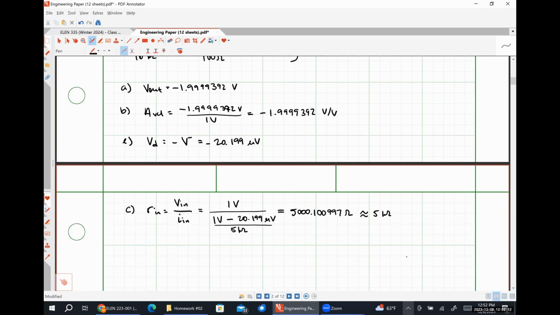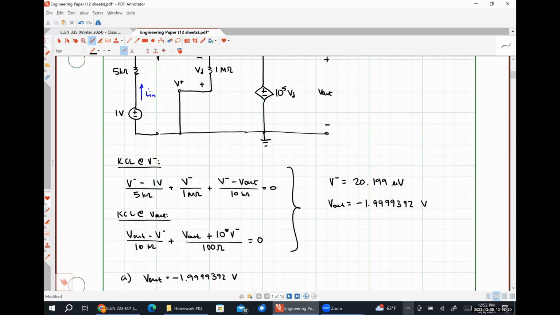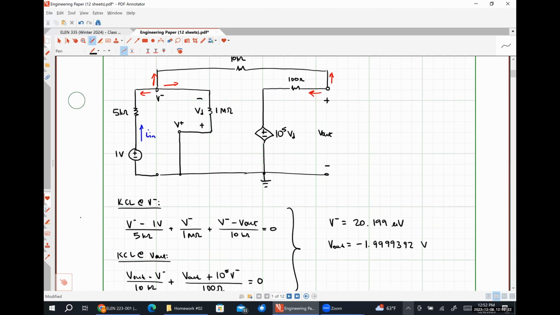For our output resistance, that's going to be a little bit harder. What I'm essentially asking us to find is the Thevenin equivalent resistance seen looking in to this output terminal. Now, there are a couple ways we could go about this.